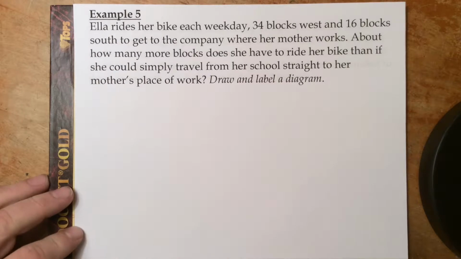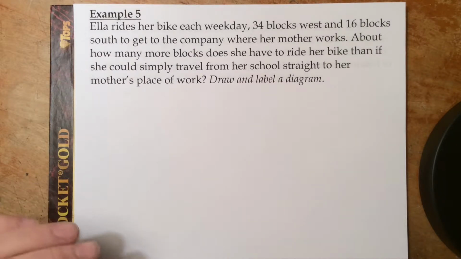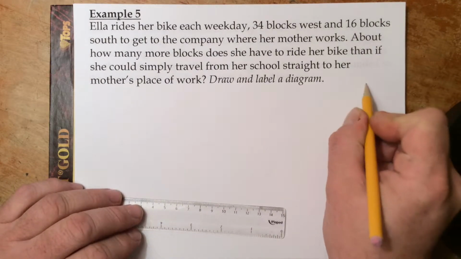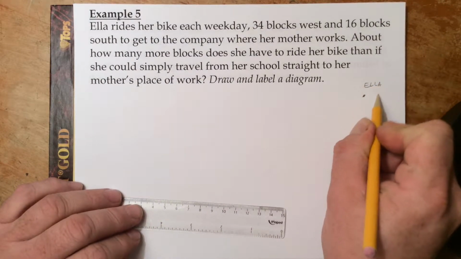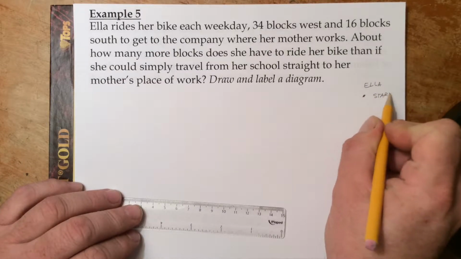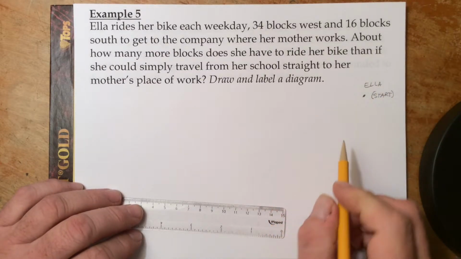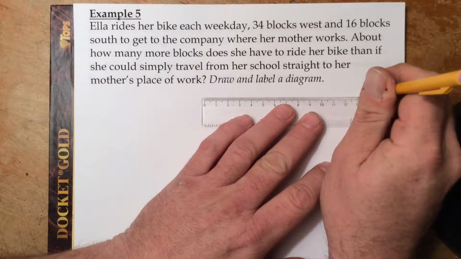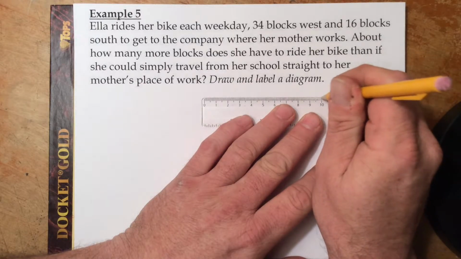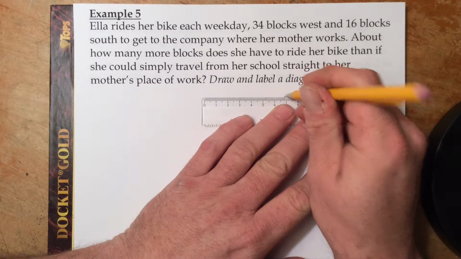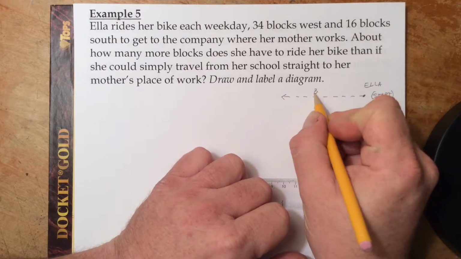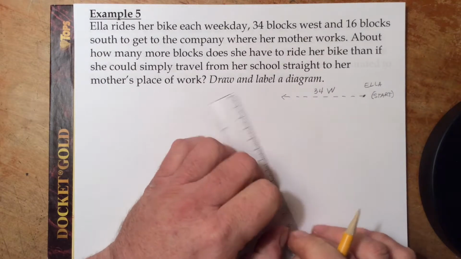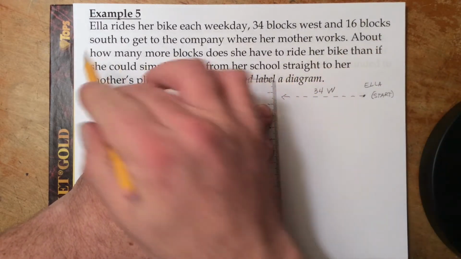Okay, to solve this problem, first of all, let's start with the beginning part. Ella starts right here. Let's say it's her home or something. Here's Ella. This is where she starts. And she's going to travel 34 blocks west, due west. So that on a map would be to the left. So we go left. I'm going to use a dashed line. 34 blocks west. That's the direction there. And then from that point, she travels due south, 16 blocks, it says.